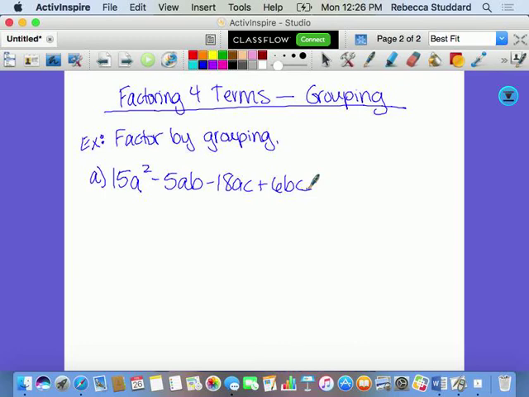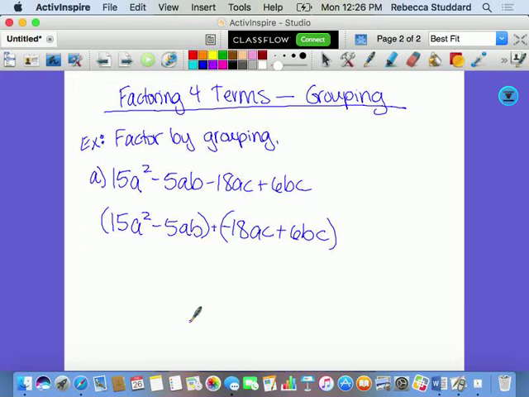And here's what we do with grouping. When you have 4 terms, you put them into 2 groups so that each group has a GCF. Now, please understand that does not mean this times this, okay? If it makes you feel better, you can put a plus sign in between there. Minus 18 is the same thing as plus negative 18, okay?